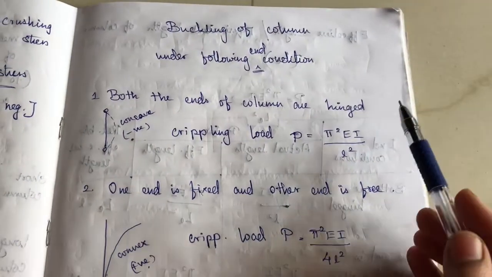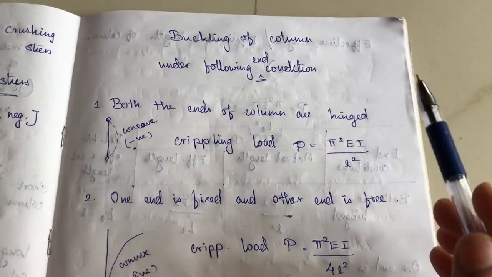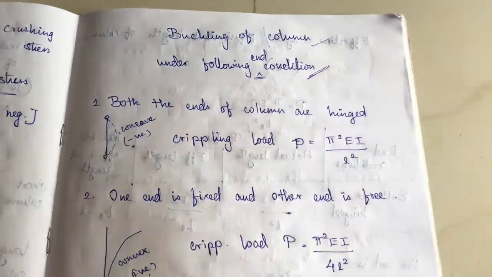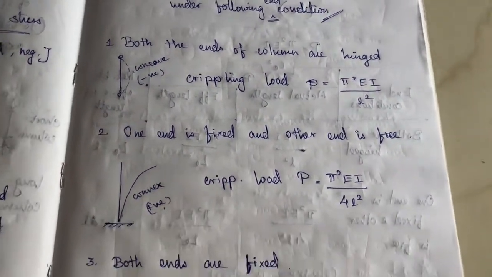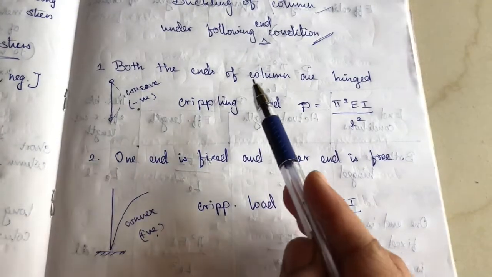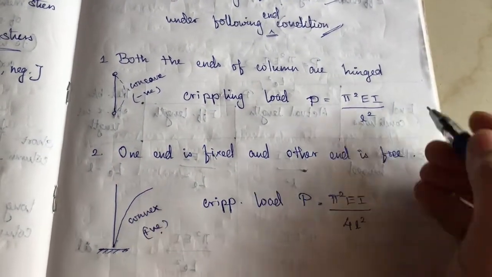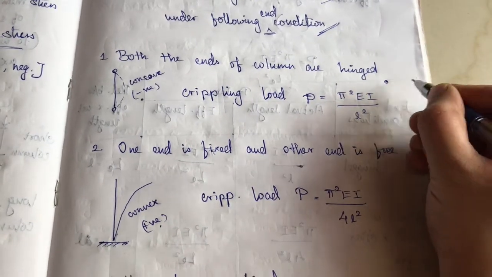So buckling of column under the following end conditions. Buckling will occur under 4 end conditions. So let's see that. First one is both ends of the column are hinged. Okay, this is what hinged.